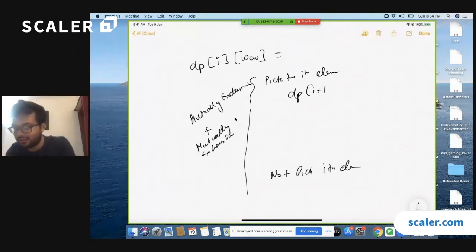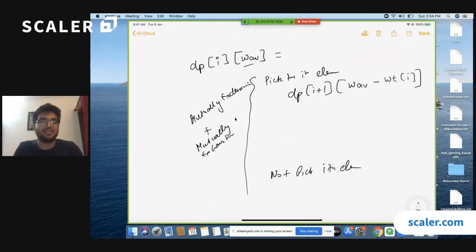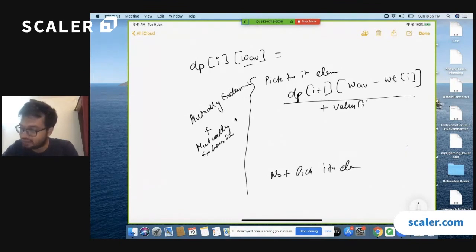If you're picking the ith element, let's say dp of I plus 1. This is what your problem boils down to. And the weight available would become the weight available presently minus the weight of the ith element. Does that make sense to everybody? After that, this would be the dp, and the value that you're going to get in that state is going to be plus the value of the ith element. Does that make sense? Cool. This is one option.